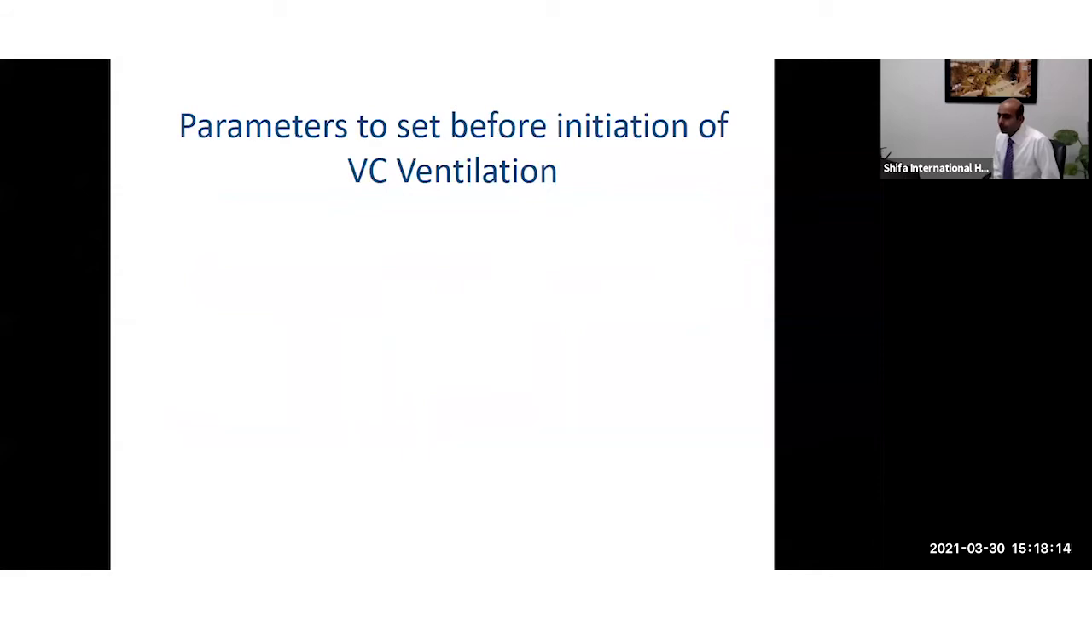If we're using volume control ventilation, then the initial starting settings are different. The most important setting is the target tidal volume that we want the ventilator to deliver to the baby. And the target tidal volume, as I mentioned, is anywhere from 4 to 6 mL per kilogram, could be higher if you're struggling with oxygenation.